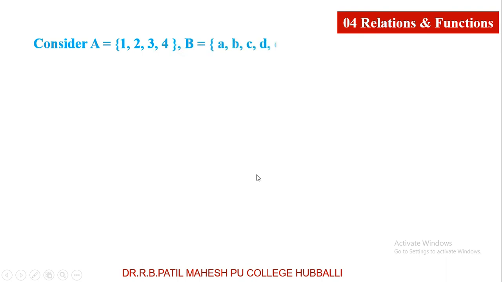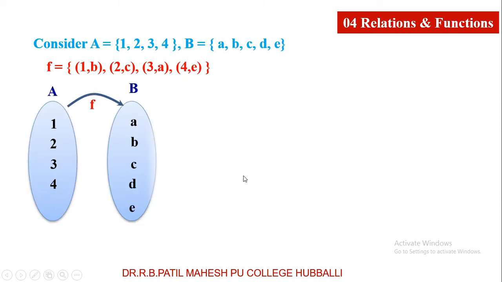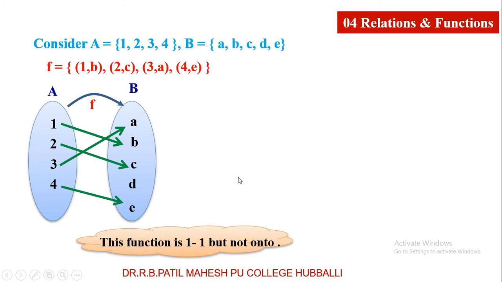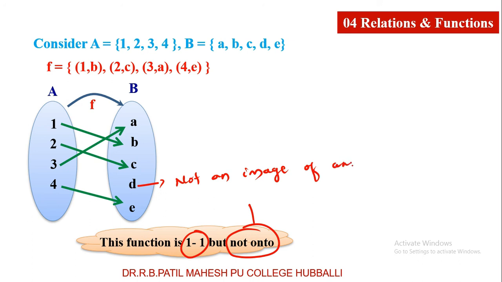Consider the set A = {1, 2, 3, 4} and B = {a, b, c, d, e}, and a function relating 1 to b, 2 to c, 3 to a, 4 to e, and its arrow diagram. 1 is related to b, 2 to c, 3 to a, 4 to e. Dear students, clearly this function is 1-1 but not onto. Why is this not onto? d is not an image of any element.